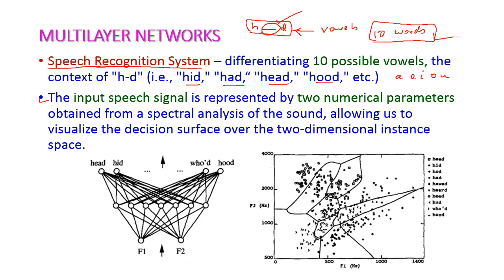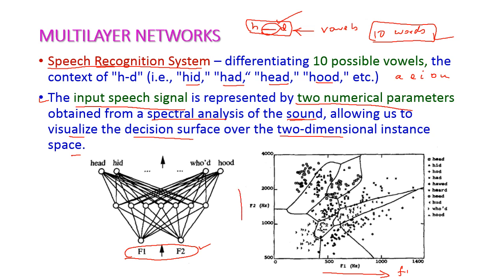Here the input speech signal is represented by two numerical parameters, that is F1 and F2. These two are input numerical parameters from spectral analysis of sounds, which allows us to visualize the decision surface over two-dimensional instance spaces. The x-axis is F1 and the y-axis is F2, and this is the hypothesis space. So based on the input value, we have to classify that particular word into any of the 10 words.